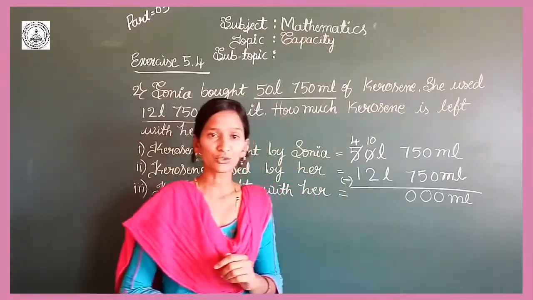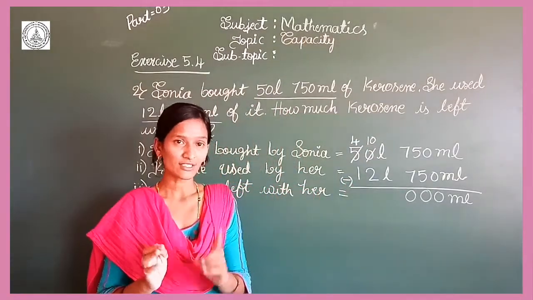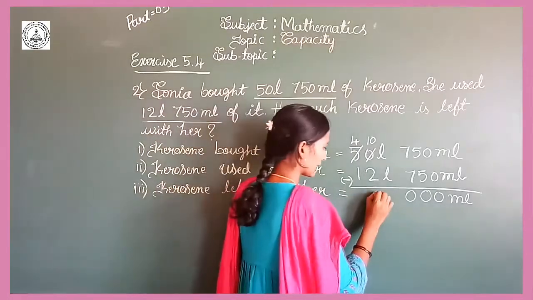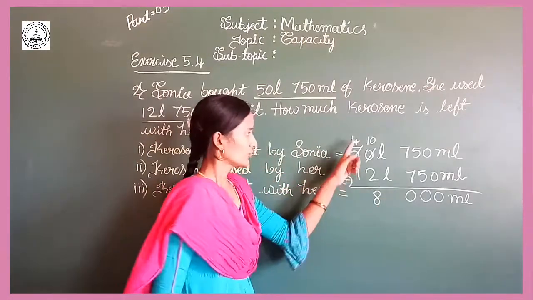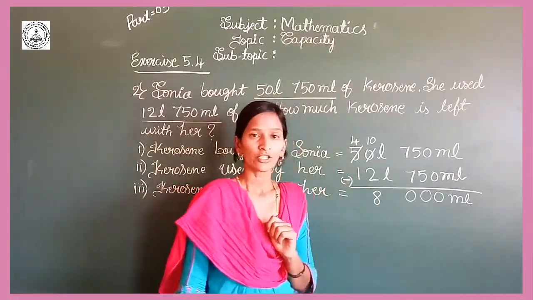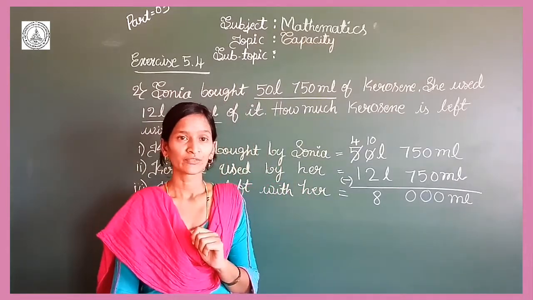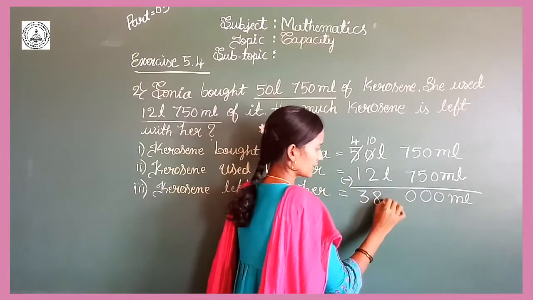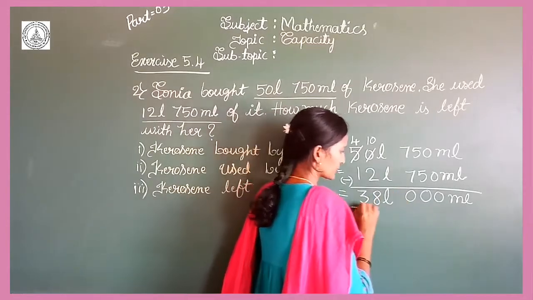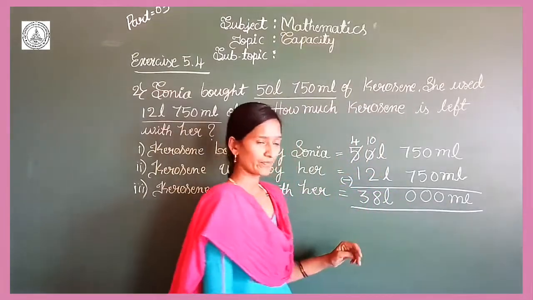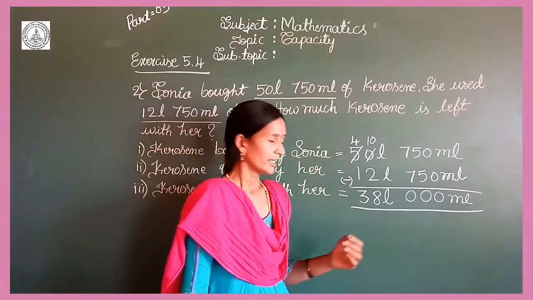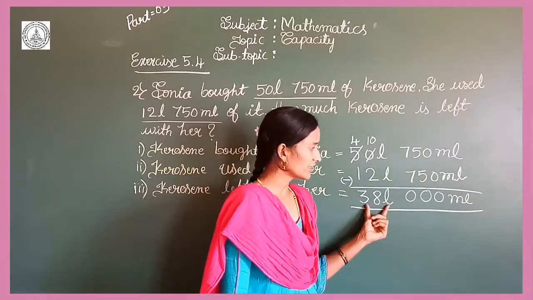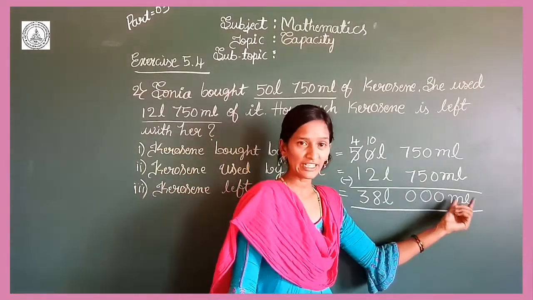What is 10 minus 2? So 10 minus 2 is 8. So write here 8. The next, 4 minus 1. What is 4 minus 1? It is 3. So write here 3. So here they gave L. So write down here also L. So what is the difference? It is 38 liter 000 milliliter.